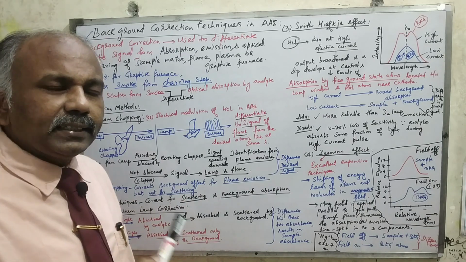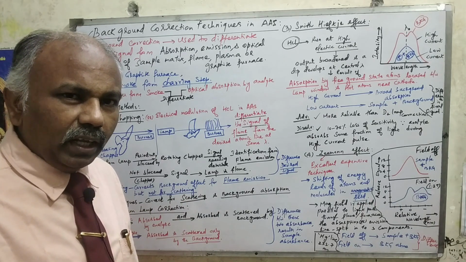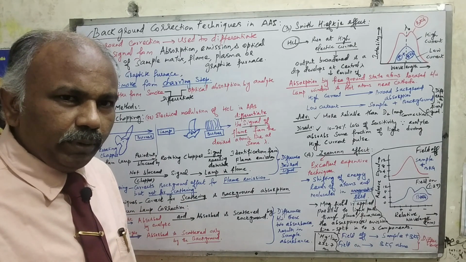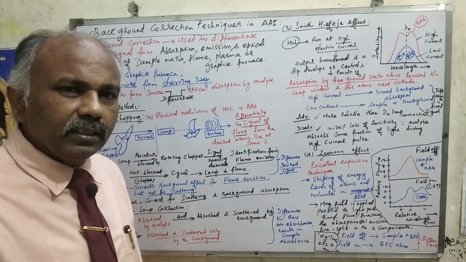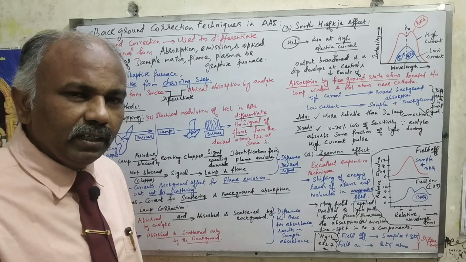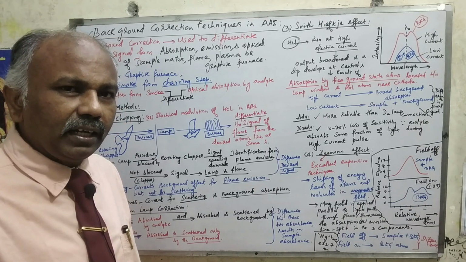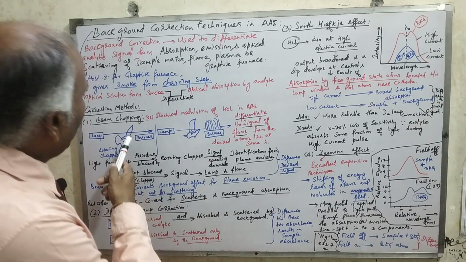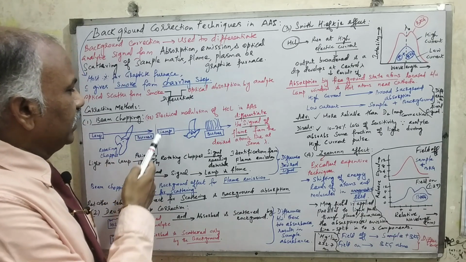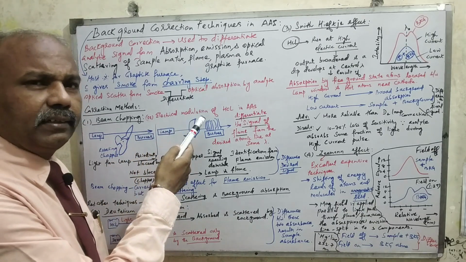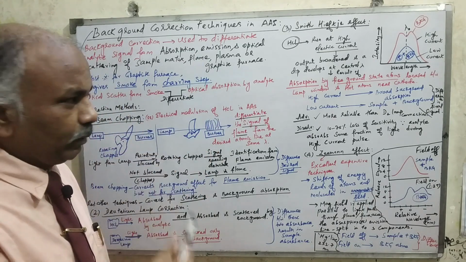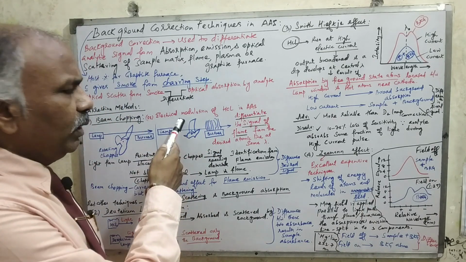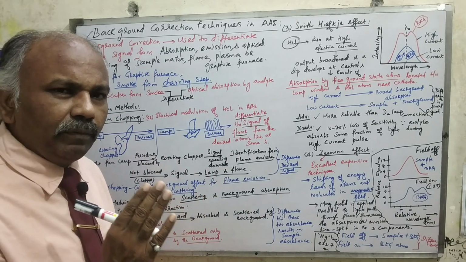So what are the various correction techniques we use for background correction in atomic absorption spectrometry? One is beam chopping, the second is the deuterium arc method, the third is the Smith-Hieftje method, and the fourth is the Zeeman correction method. What is the beam chopping method? Beam chopping is also called electrical modulation of the hollow cathode lamp in the atomic absorption spectrometer.